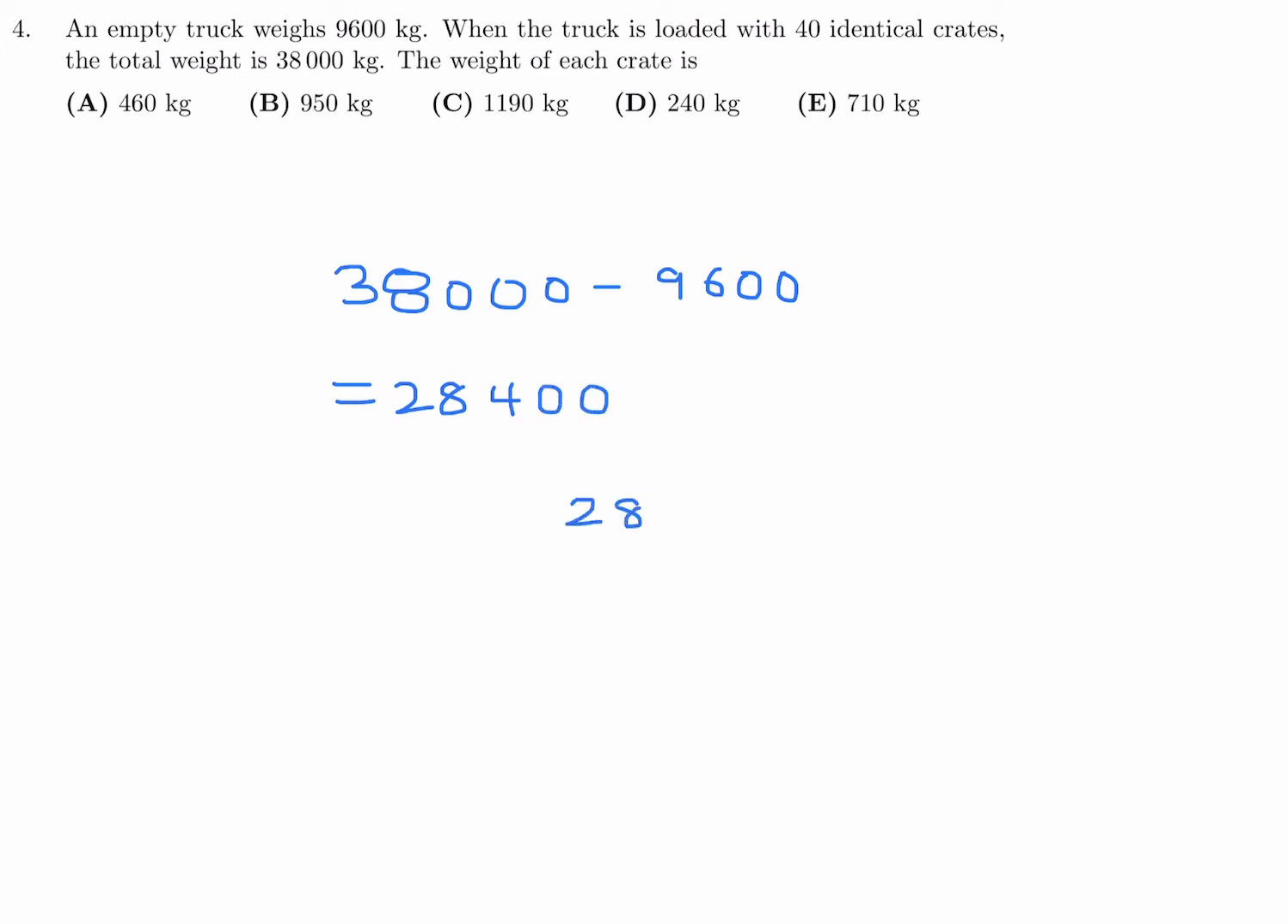And then what you do is you take the 28,400 and divide it by the number of crates, which is 40. And if you do, you get 710. So number 9, therefore, is E.